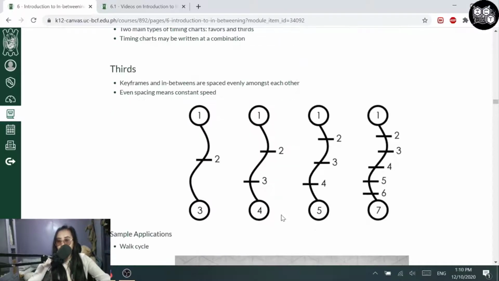So let's go for the easiest one first. Essentially, the distance between the keyframes or the distance between the in-betweens would determine the speed. So if they're closer to each other, that would mean that the action is slower. But if there is lesser space between the keyframes, then that would determine a faster action. So thirds tend to have equal spacing. And if there's equal spacing, it means that there's constant speed.